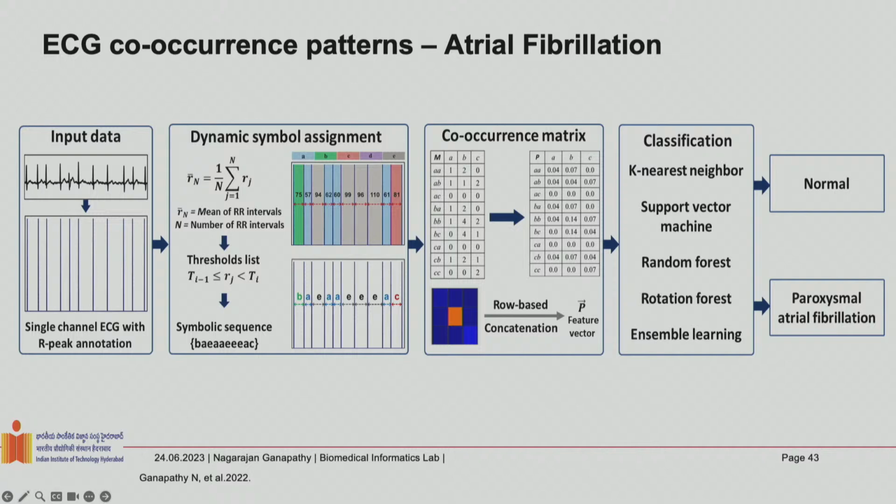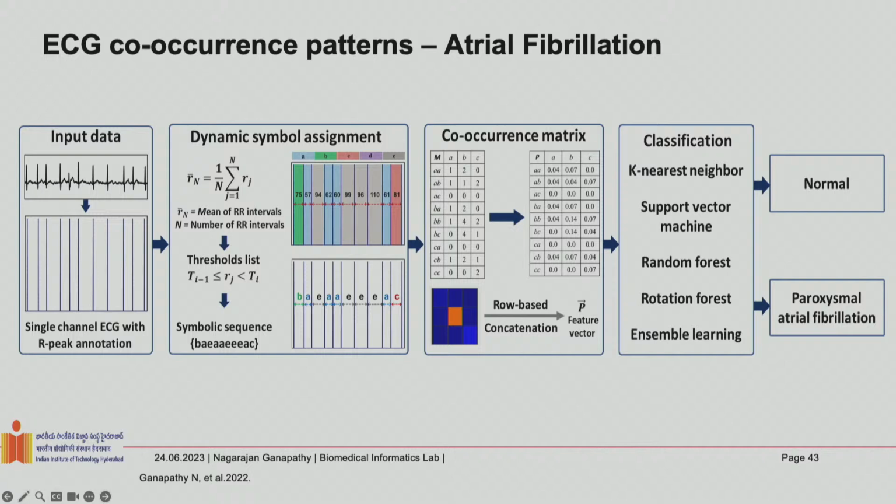Another very important problem with ECG based data was the noise. Most of these algorithms are not noise capable. So we developed this approach where we transform the signals into symbolic patterns. We look into patterns of symbols generated, and we look into co-occurrence of these patterns so that we can pick up atrial fibrillation.